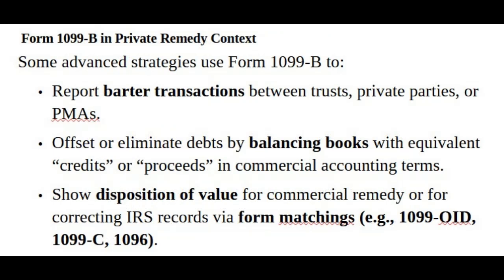Form 1099-B in a private remedy context. Some advanced strategies use Form 1099-B to report barter transactions between trusts, private parties, or PMAs. Offset or eliminate debts by balancing books with equivalent credits or proceeds in commercial accounting terms. Show disposition of value for commercial remedy or for correcting IRS records via form matchings, e.g., 1099 OID, 1099-C, 1096.